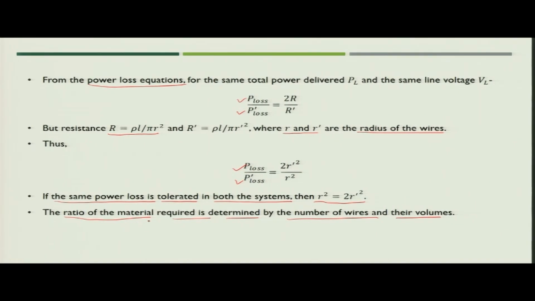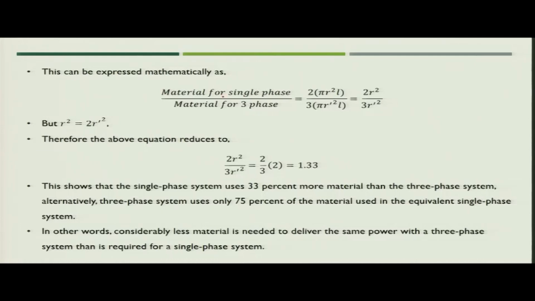We will try to find out how much material is required to create the single phase system as well as 3 phase system. So, material for single phase means, since we have 2 wires in the single phase, you can write 2 times the wire. We are having wire as cylindrical in shape. So, the total volume will be pi R square into L, and then material for 3 phase, since we have 3 wires we can write 3 times pi R dash square into L. So, the ratio which we get is 2R square divided by 3R dash square when we compare the material for single phase divided by material for 3 phase.